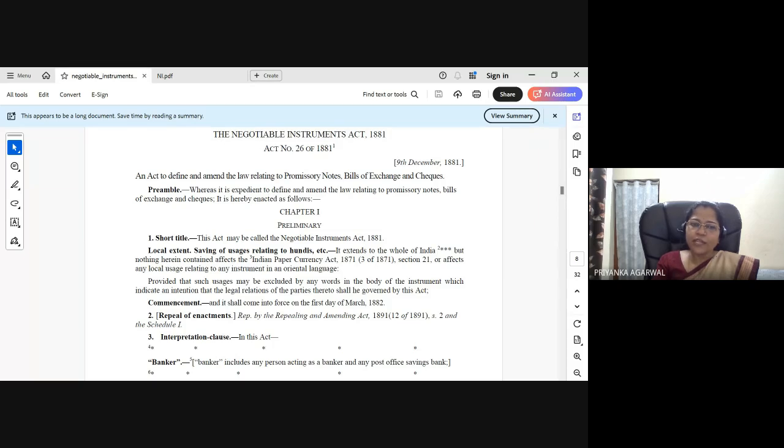What do you think? Is a hundi a negotiable instrument? What, today all of you are mute? You must have read it, I think. Yes, Ananya. So you are saying that a hundi is not a negotiable instrument, right? Okay. Does anybody else have a different answer?